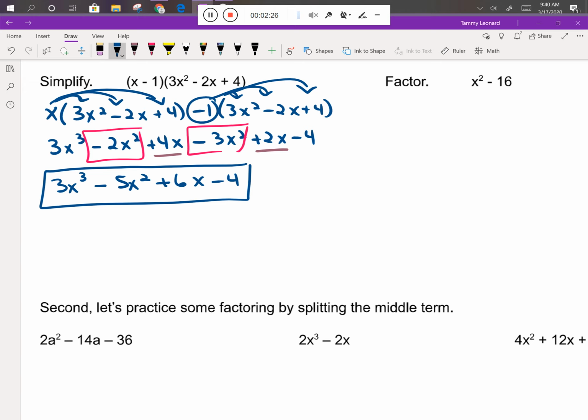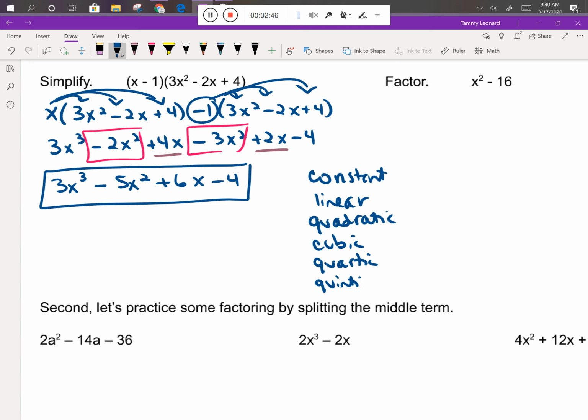When something has a degree of 0, we call it a constant. When it has a degree of 1, we call it linear. When something has a degree of 2, we call it quadratic. A degree of 3 is cubic. A degree of 4 is quartic. And a degree of 5 is quintic.